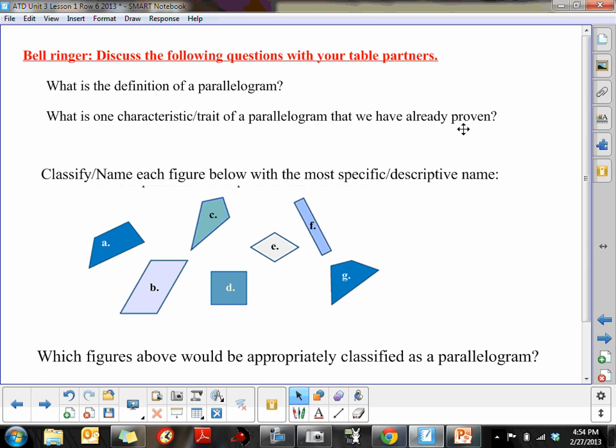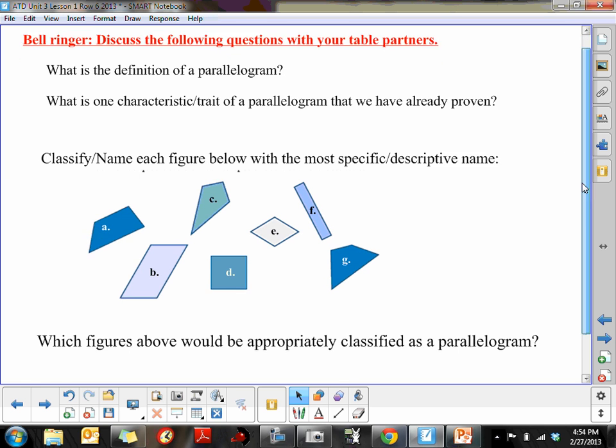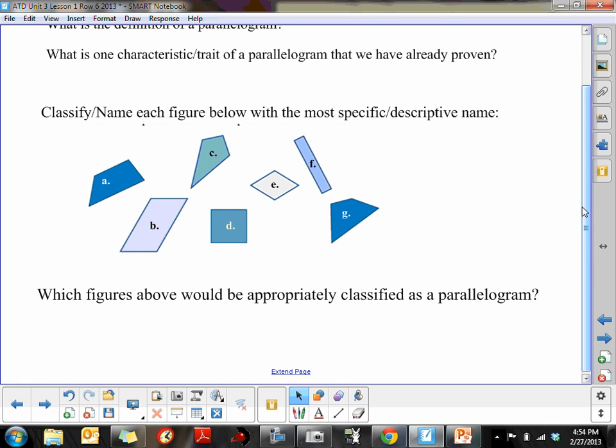The next thing I had the class do is that we looked at naming each figure with the most descriptive name. So figure A is a trapezoid. Its distinctive feature is that it has exactly one pair of sides that are parallel. So one pair of sides parallel and the other two sides are not. So that's a trapezoid. And question B, that is a parallelogram, and it fits our definition of a parallelogram. Both pairs of opposite sides are parallel.